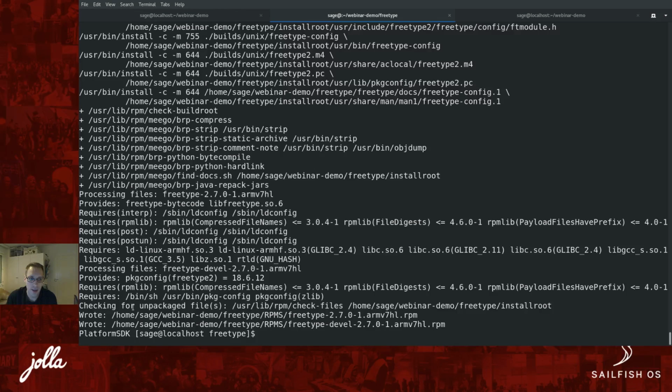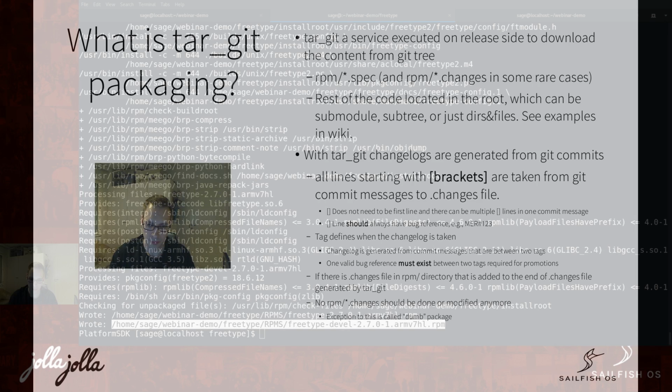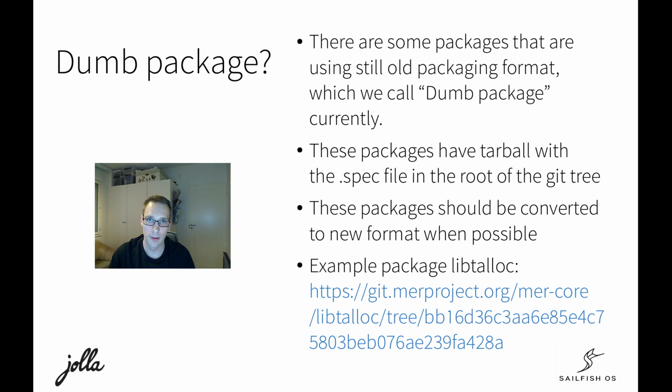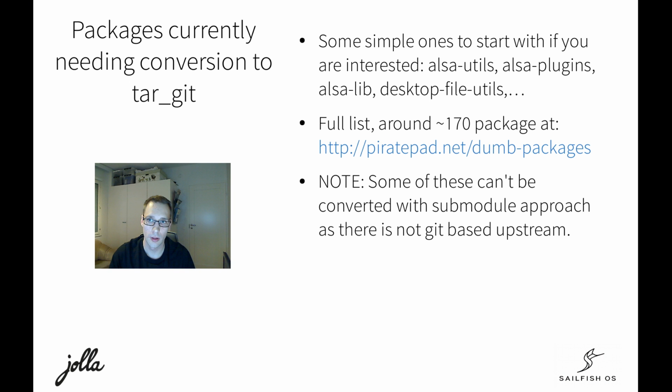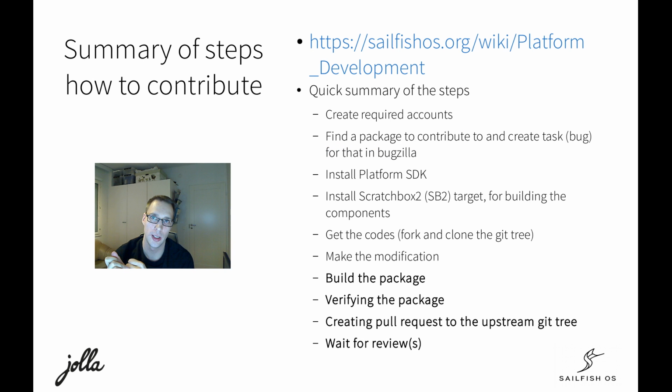Now that the build is completed, we can check the mp2 results for these RPM packages. Here you can see the FreeType and FreeType devel packages that were generated from this. And when we have that, then it's actually time to verify the package. So after building a package, the things that you need to do are verify the package, create a pull request to the upstream Git tree, and then wait for the reviews.